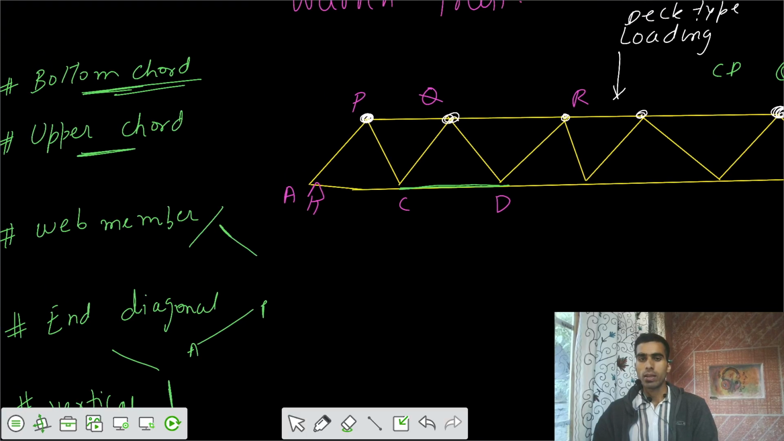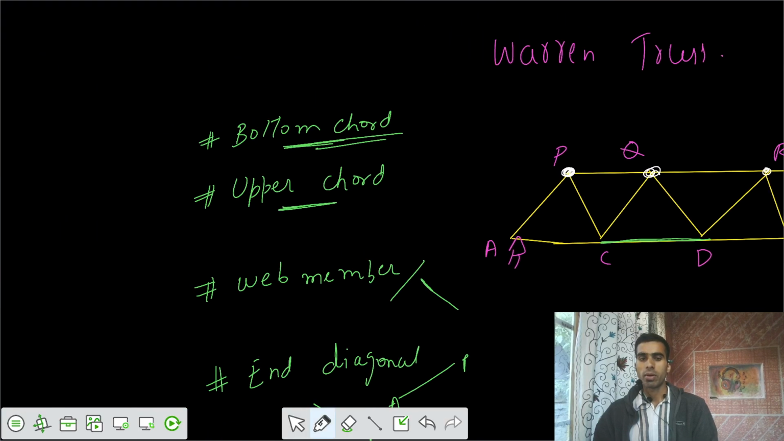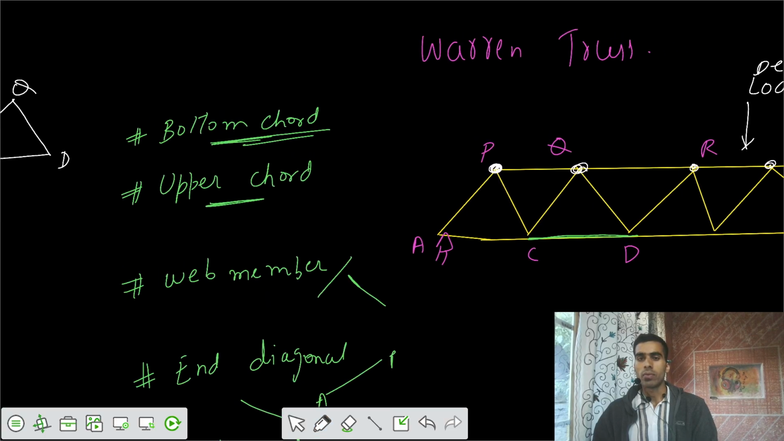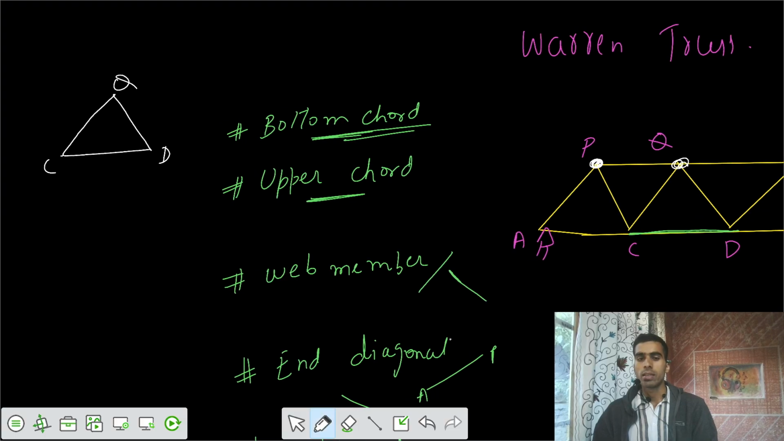So let's have that CD member here. CD is a horizontal member, or we can say a bottom chord member, and we have to check in which triangle it lies. We say that CD is in the triangle CDQ. Once we have that triangle in which the member lies, then we see on what joint the loading is there. We say that the loading is on the joint Q.